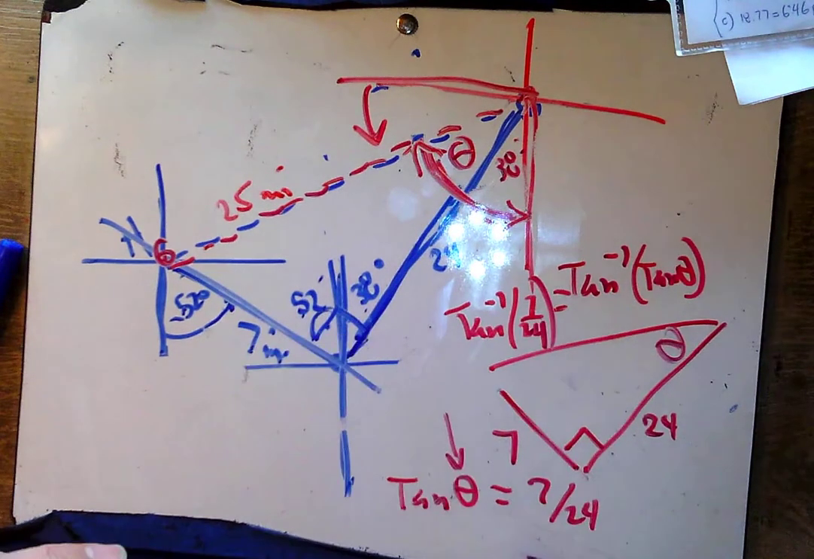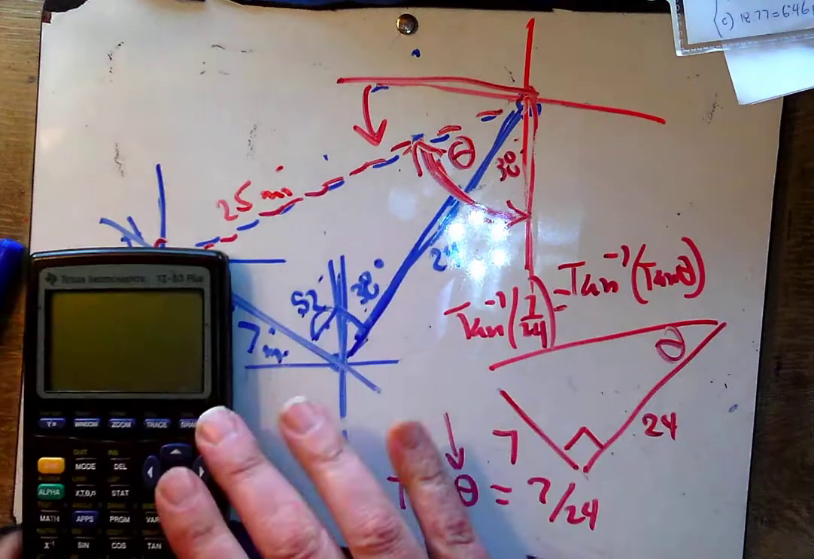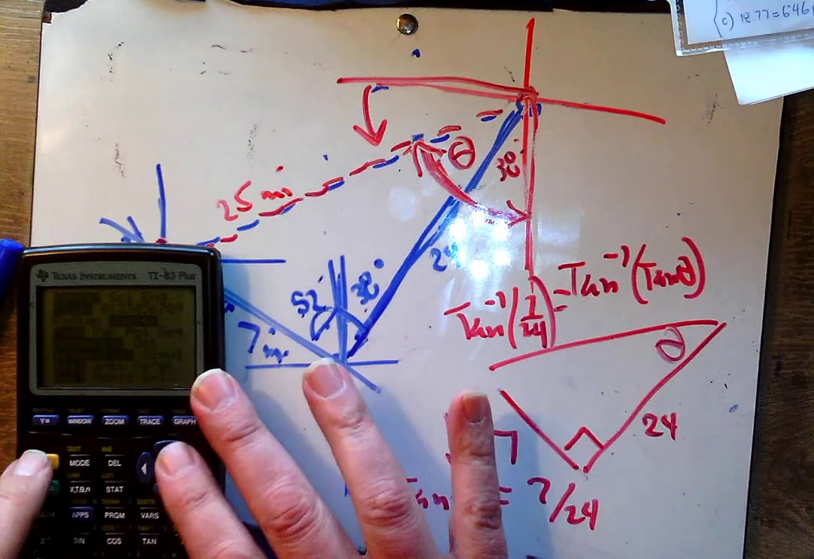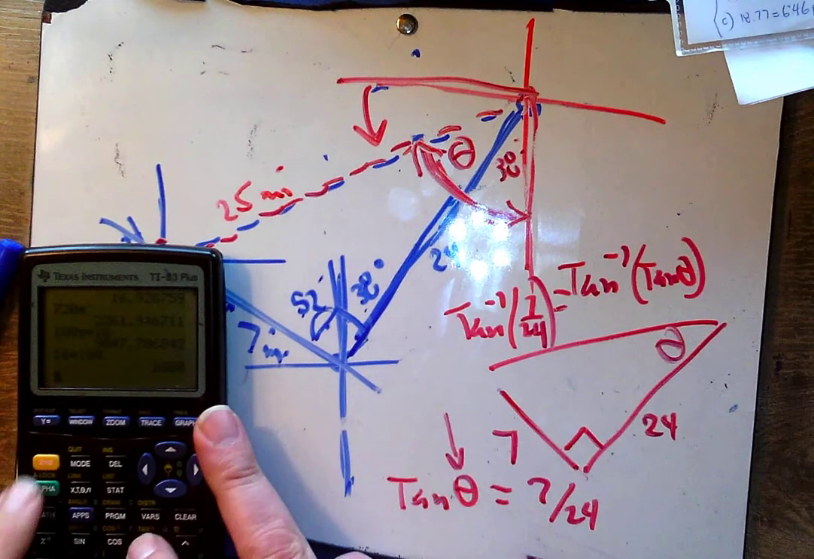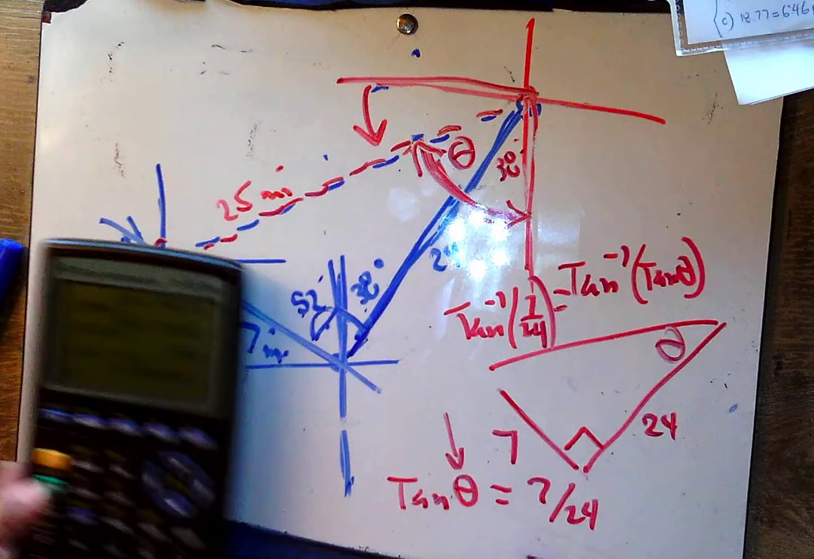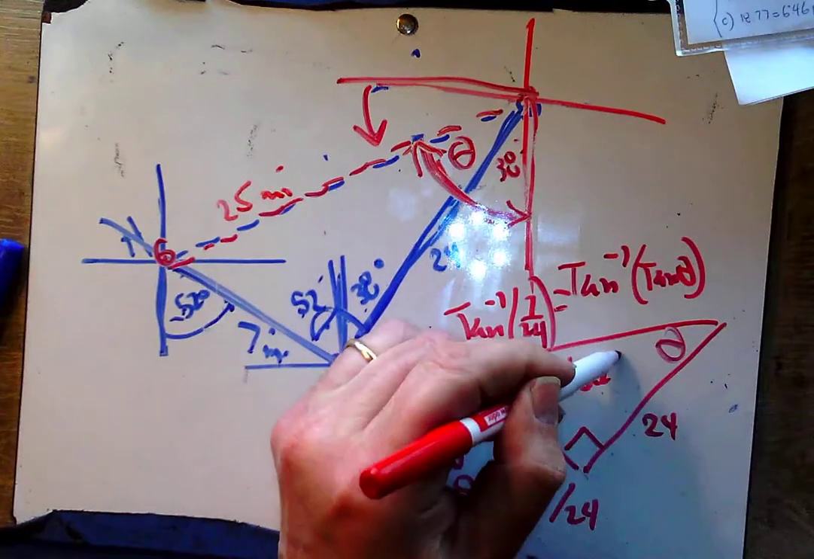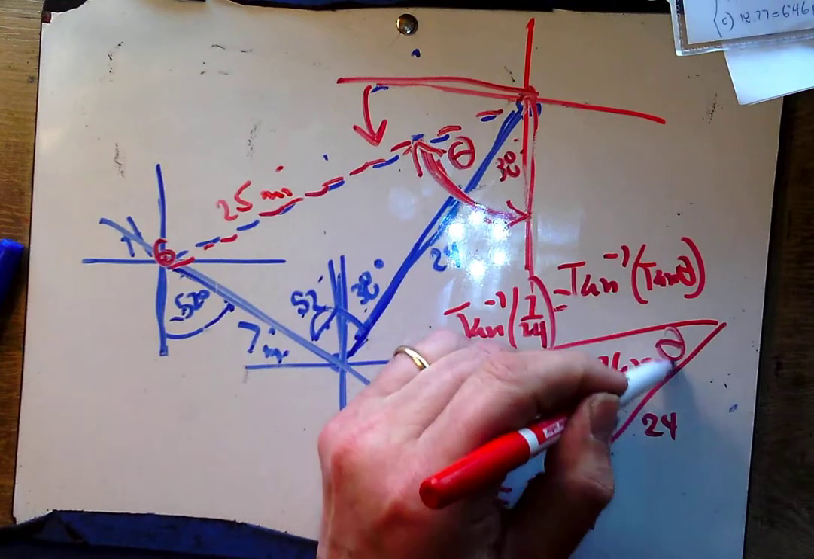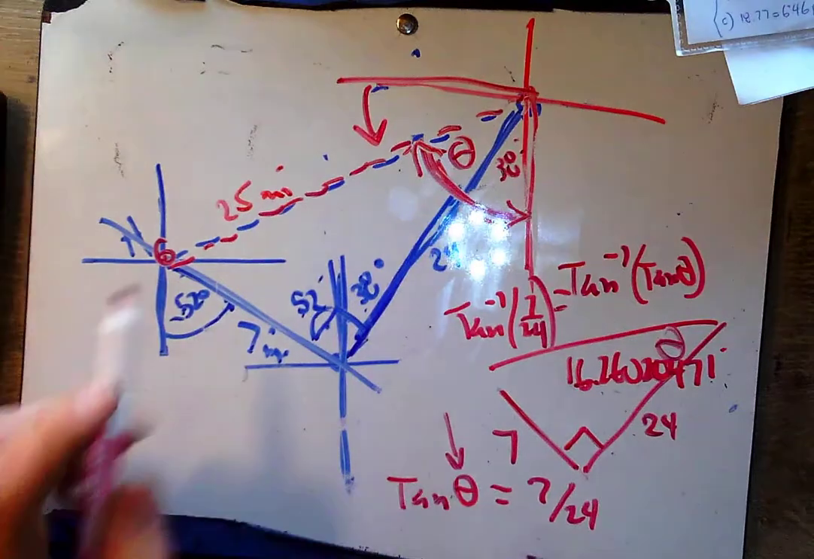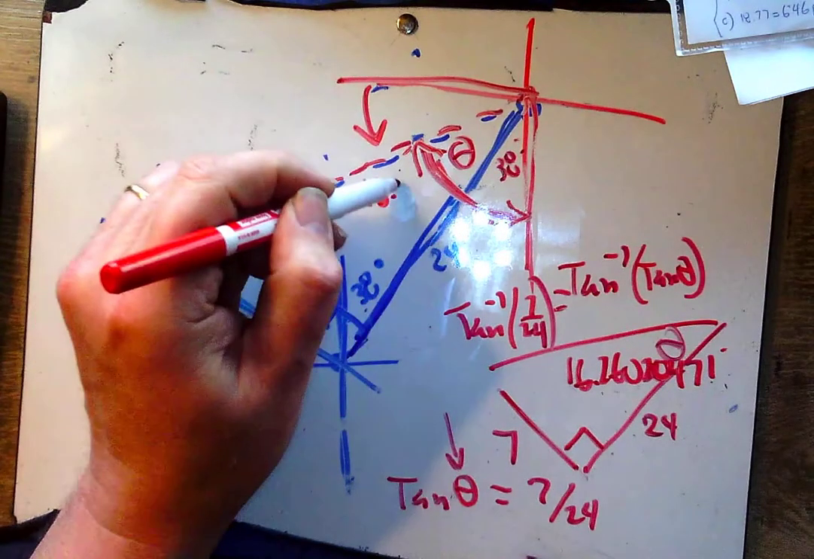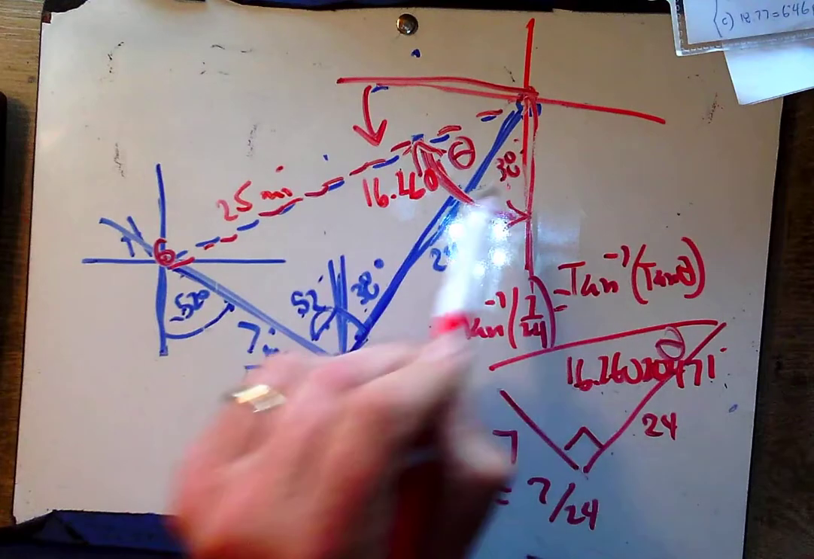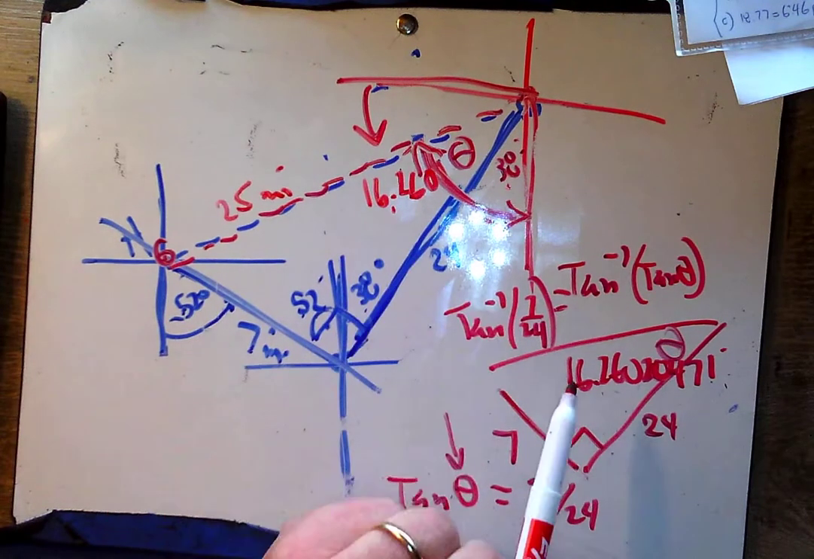Okay, so pull out the calculator. Remember, these are in degrees. So I want to make sure my mode is in degrees. And I want inverse tan of 7 divided by 24. Okay, I get that this is 16.26020471 degrees. That's not my bearing angle either. My bearing angle is this 38 plus this 16.26.